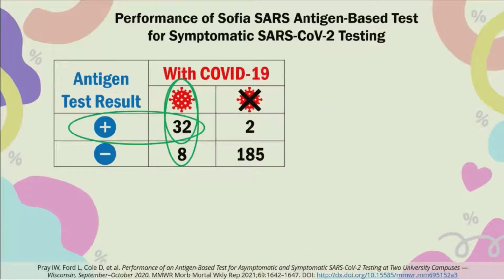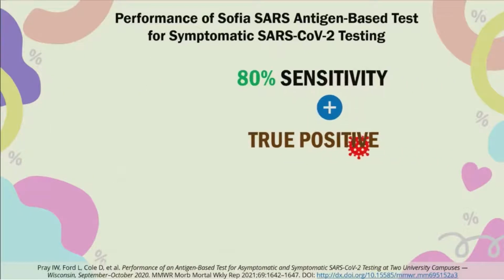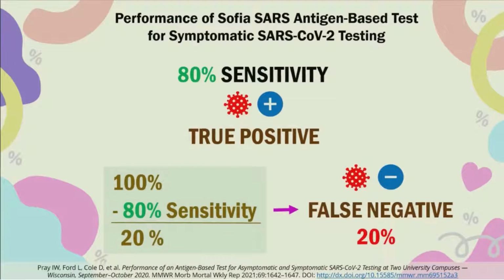This means the Sofia SARS antigen test correctly gives a positive result for 80% of the tested people infected with COVID, the true positive rate. 20% is its false negative rate.